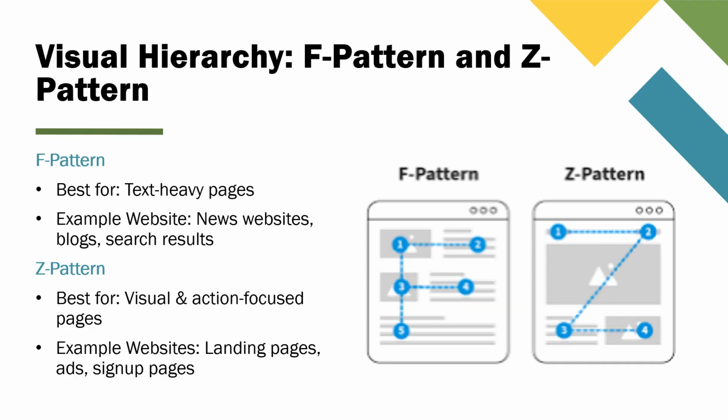Now, the F pattern and the Z pattern are both principles of visual hierarchy in UI and UX design, and they're based on how users naturally scan and process information on a screen. It makes them foundational principles for effectively structuring content and designing user interfaces. So, what is the F pattern? The F pattern is how users typically scan text heavy content, such as articles or blogs or search results, or maybe long form web pages.